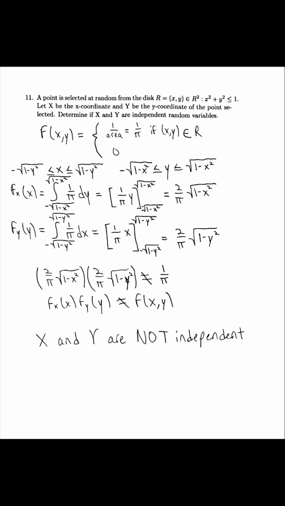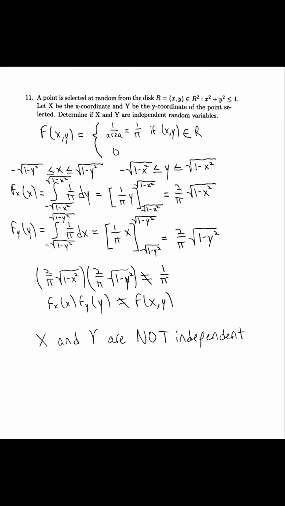Now, to determine if they're independent random variables, we need to find the marginal function of both x and y. So first, we'll start with the marginal function of x, which we're going to integrate over the bounds of y, which are given by negative square root 1 minus x squared to the positive square root of 1 minus x squared. And our integrand is going to be the joint PDF, which is just 1 over pi. And we're integrating all the y's out, so this will be dy.